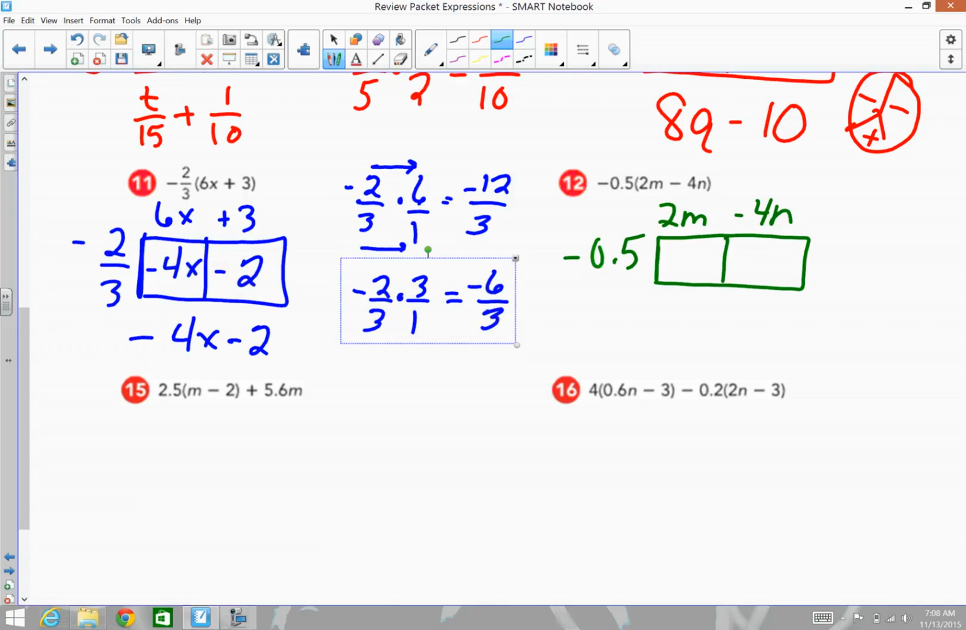Okay, number 12, we're going to do negative 0.5, which is the same as negative 1/2 times 2. Okay, and half of 2 is 1, but it's going to be negative. And then negative 0.5 times negative 4. Okay, negative times negative is a positive, and half of 4 is 2. Keep the n. So negative 1m plus 2n.